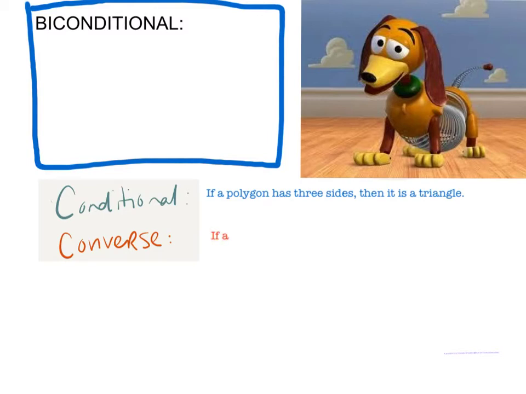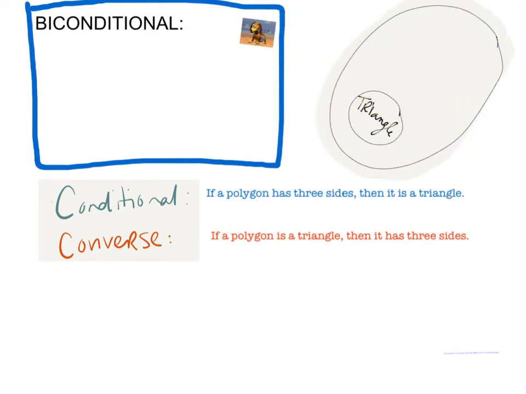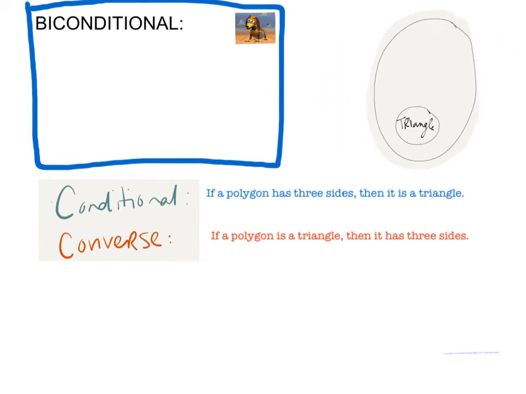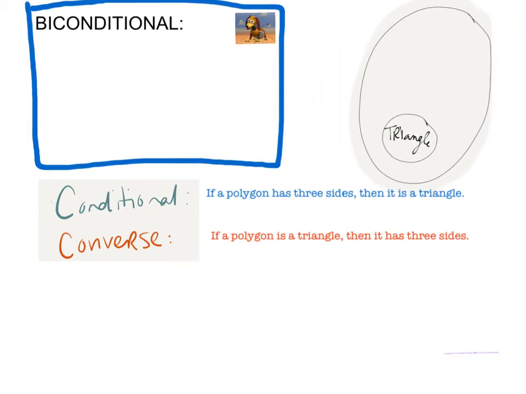So I'll start, if a polygon is a triangle, okay, so I've moved the conclusion over, then it has 3 sides. Now with our previous example, when I taught you about what a converse was, we checked to see if the converse was true. And I'd like you to do that here too. We're going to use that same picture. I'm going to move Slinky over here. We're going to use that same model as we did before, and we're just going to focus our attention on the converse. So here's our hypothesis.